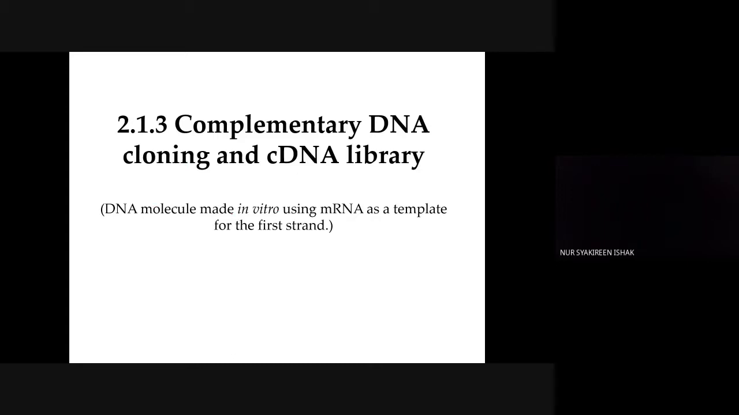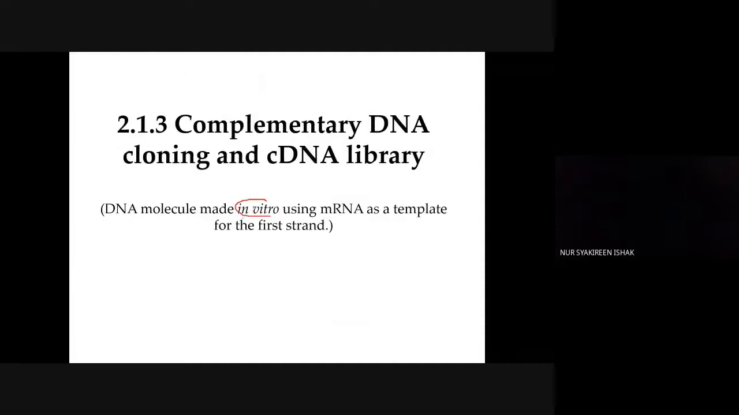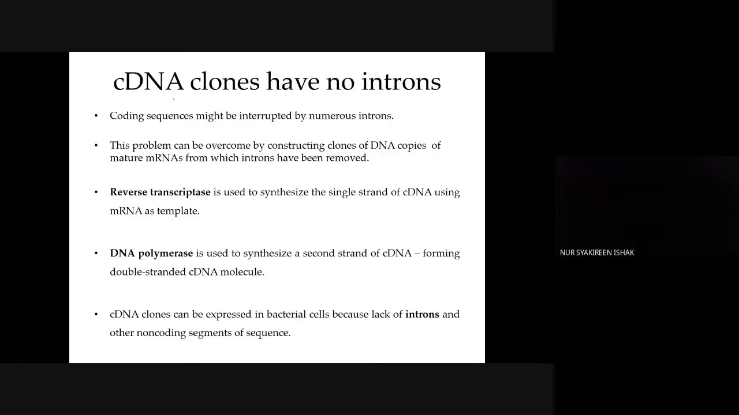So it is a DNA molecule made in vitro using mRNA as template for the first strand. So that is cDNA. A DNA molecule synthesized in vitro in the lab in a test tube. It is synthesized using mRNA as template to synthesize the first strand of DNA, which is the first strand of cDNA. So cDNA clones have no introns, because it is synthesized using mRNA as the template.